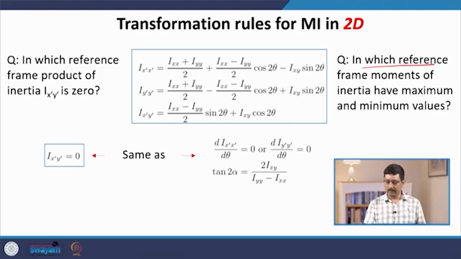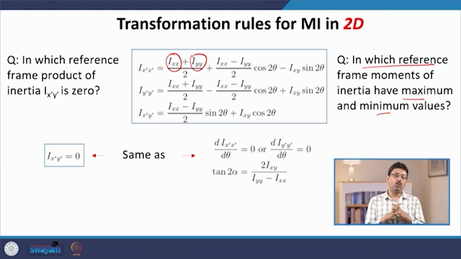The second question is, in which reference frame do the moments of inertia have the maximum and minimum values, which means in which reference frame are Ixx and Iyy maximum? What do I mean by that? As you can see, the moment of inertia depends on the choice of axis. If you take different values of theta, starting from your blue reference frame, you can generate an infinite number of possible choices of axis, and in each of those reference frames you can compute the moment of inertia of the same object.